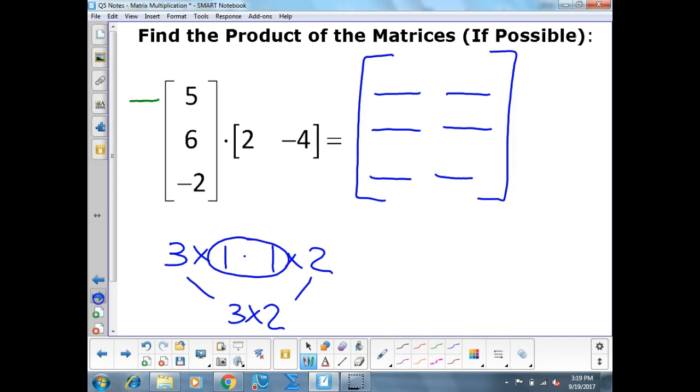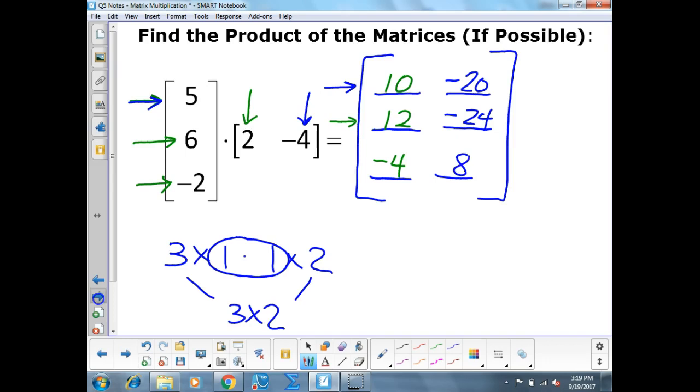So I'm going across row 1, down column 1. So all I have is 5 times 2, which is 10. If I go across row 2, down column 1, row 2, column 1 would go right there. That's 12. And row 3, column 1 is negative 4. If I switch now, I'm going row 1, column 2. So across row 1, down column 2, I've got negative 20. And then I've got negative 24. And I've got positive 8.